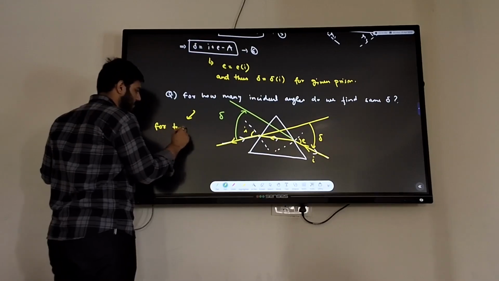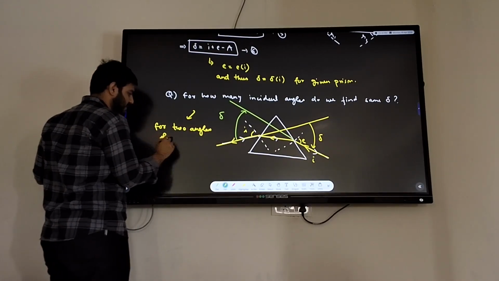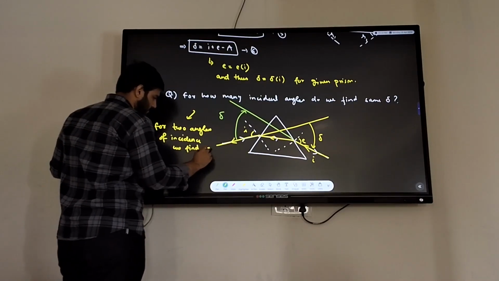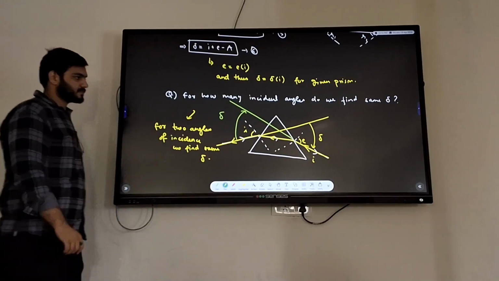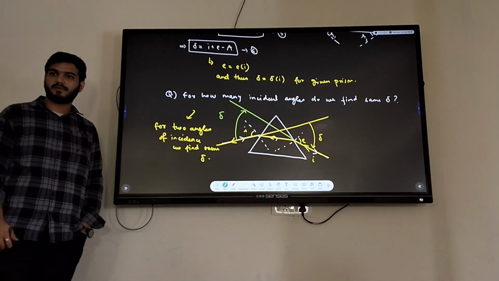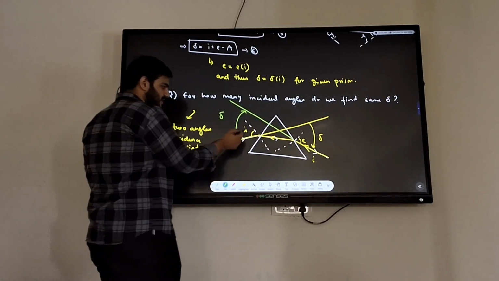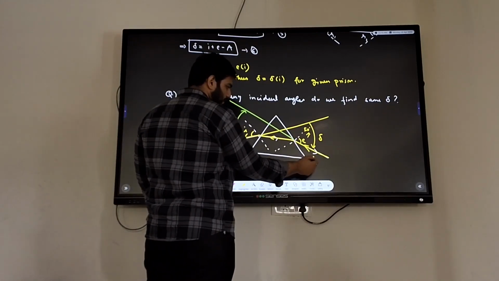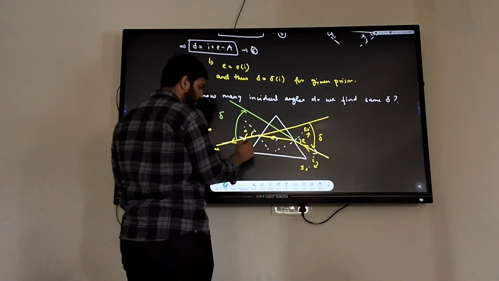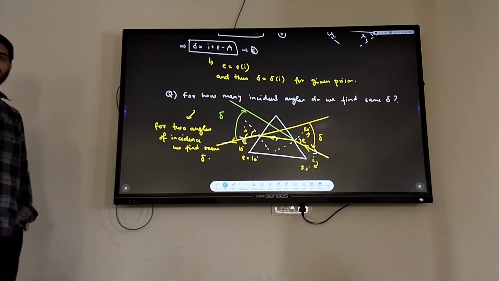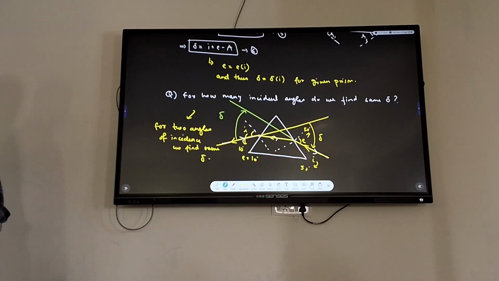So for 2 angles of incidence you find the same delta. Does it make sense to you? That it will follow the same path as before. You can take some angles. Let's say I sent it at 10 degrees, here it comes out at 50 degrees, and now I place my I as 50 degrees. It will come out at 10 degrees, because it will follow basically the same path. Right? Those are crude examples, but hopefully you understand.